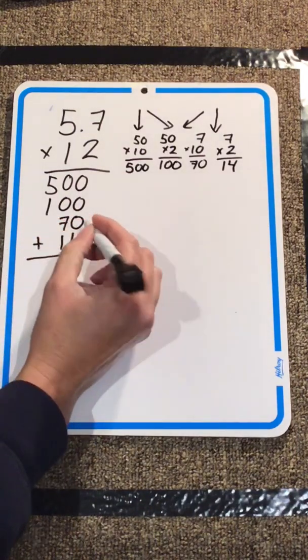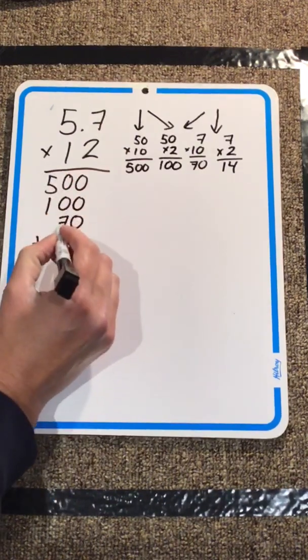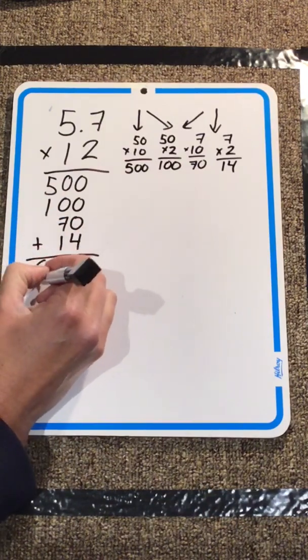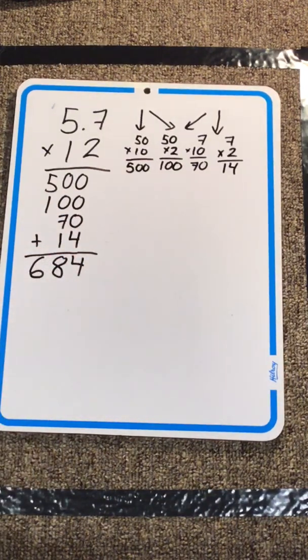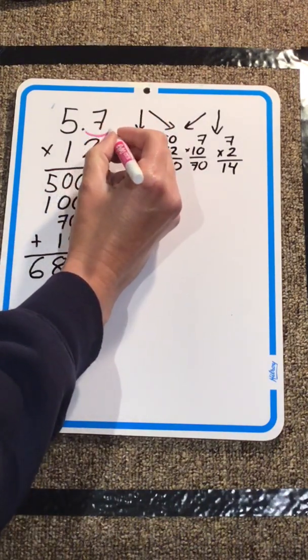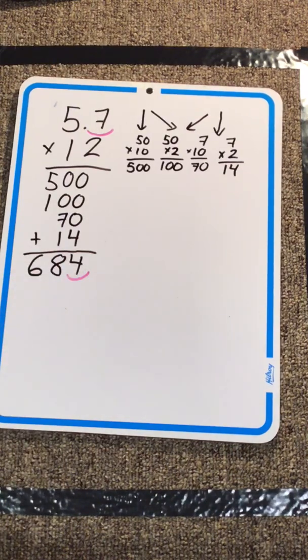And then we're going to add it all up. 0 plus 0 plus 0 plus 4. 0 plus 0 plus 7 plus 1 is 8. 5 plus 1 is 6. And our last thing is the decimal point. So we're going to hop it once in our question, so we need to hop it once in our answer.